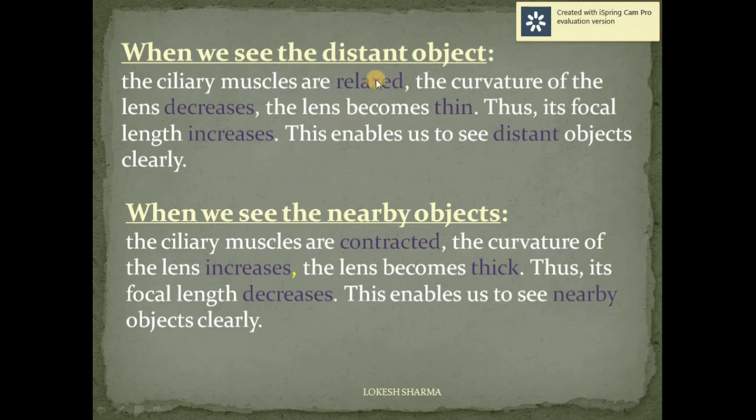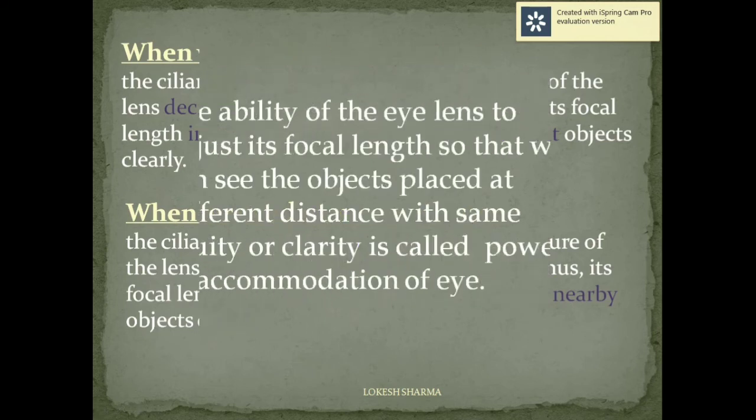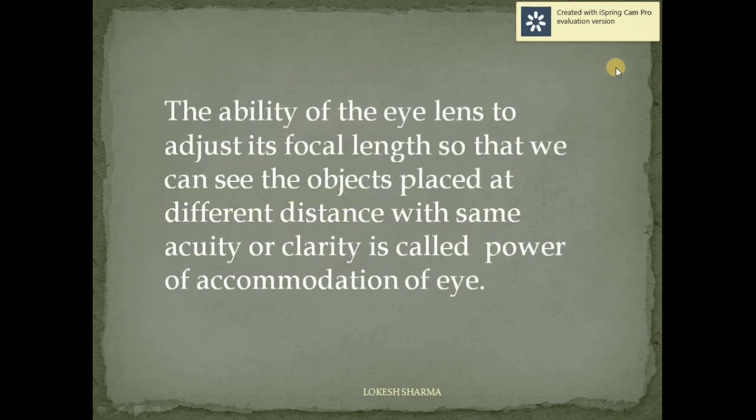The opposite of relaxed is contracted, the opposite of decreases is increases, the opposite of thin is thick, and the opposite of distant is nearby. The ability of the eye lens to adjust its focal length so that we can see objects placed at different distances with the same acuity or clarity is called the power of accommodation of the eye.